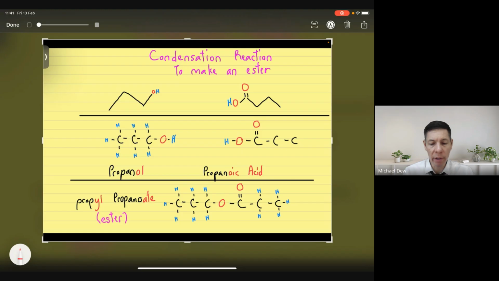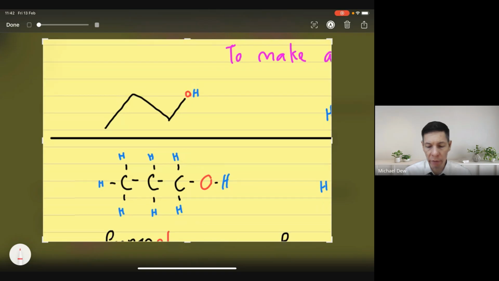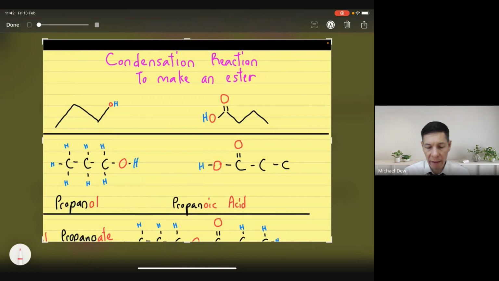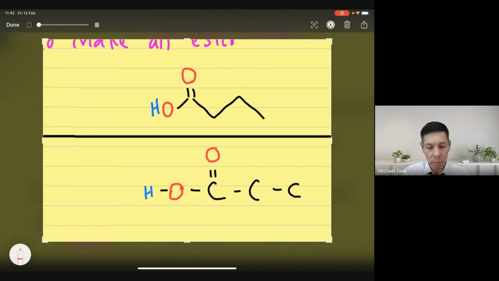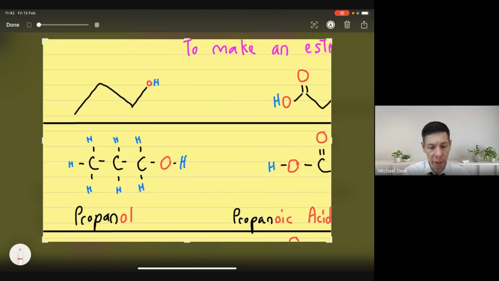Here on the screen, you can see we have a condensation reaction to make an ester, and this will involve two reactants, which are going to be an alcohol here on your left, okay, and also a carboxylic acid here on the right. And we're going to have the two structures shown here.